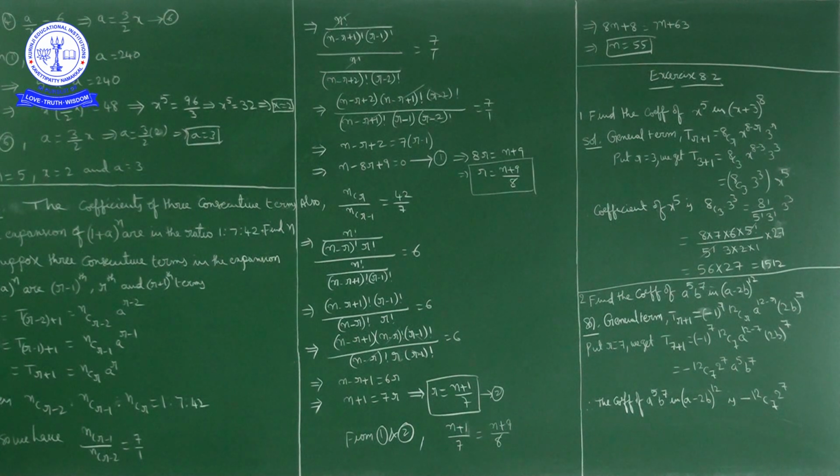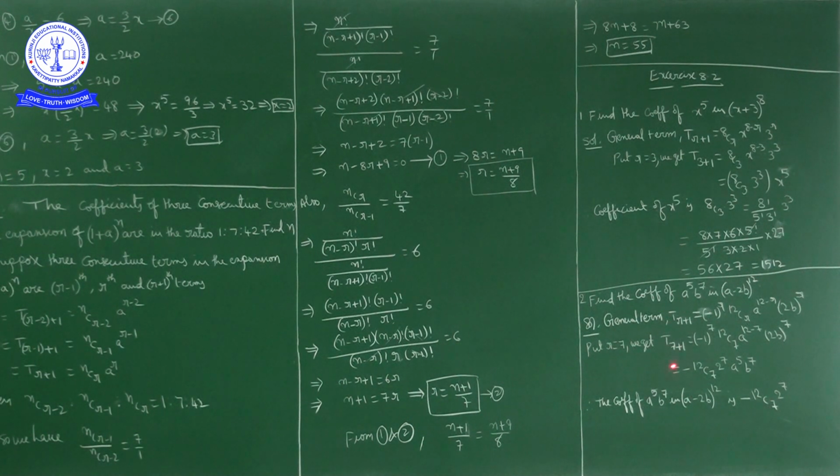First of all, I will write general term. General term tr plus 1 is equal to minus 1 power r into, here in place of n what we have 12. Okay, in place of x we have a, in place of y we have 2b. So minus 1 power r into 12cr, a power 12 minus r into 2b power r. Okay, so what we need? We need the coefficient of a power 5 b power 7. So b power has to be 7, r has to be 7. So put r equal to 7.